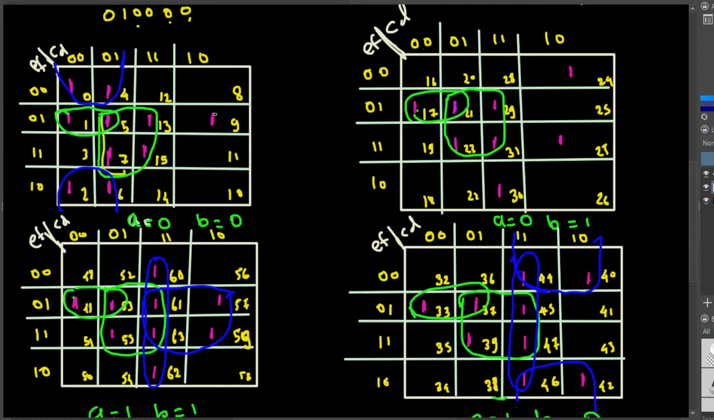Can I make this one a 4? Yes. I can connect this one with this. 4 is better than 2, 2 is better than 1. So 4 is better.